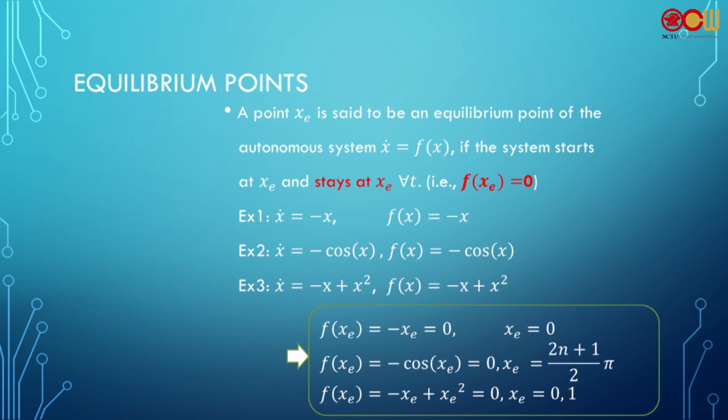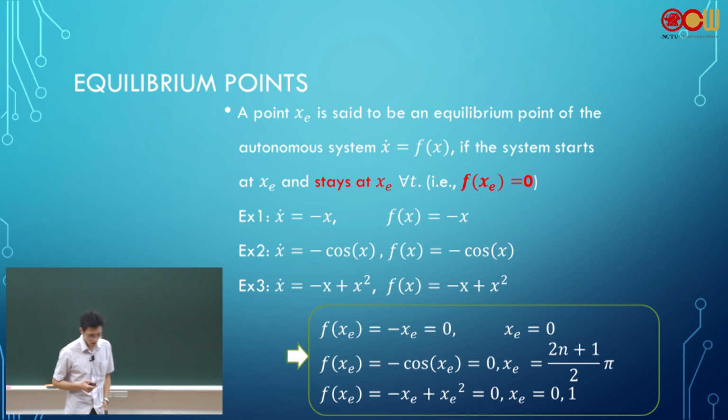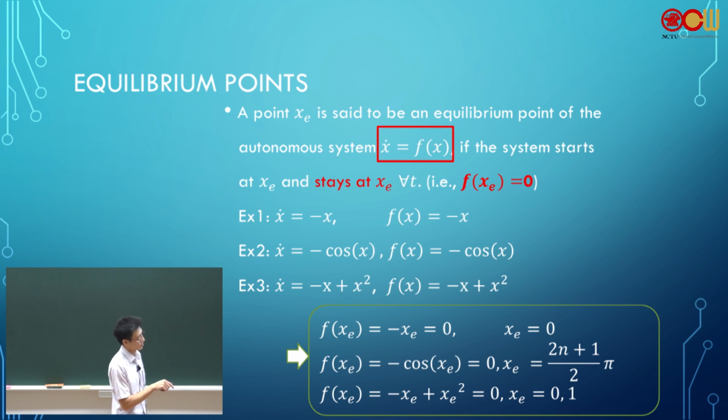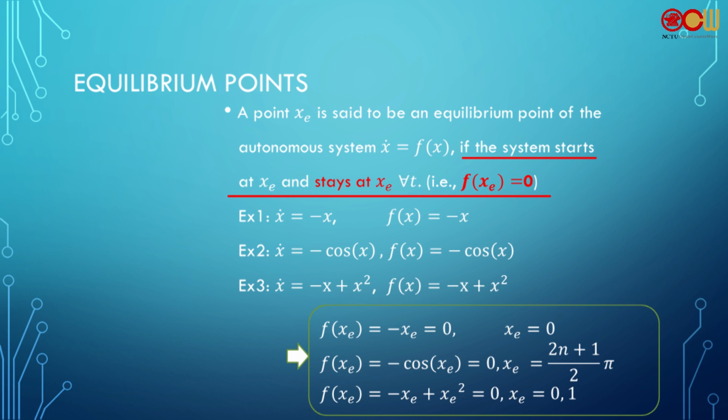How you take care of these equilibrium points is a critical topic, because not every equilibrium point is stable or unstable. But before we look at the stability of the equilibrium point, first we need to find where the equilibrium points are, given the system dynamics. So here's the definition: a point xe is said to be an equilibrium point of the autonomous system x dot equals f(x) if the system starts at the equilibrium point and always stays there. It never leaves the equilibrium point.